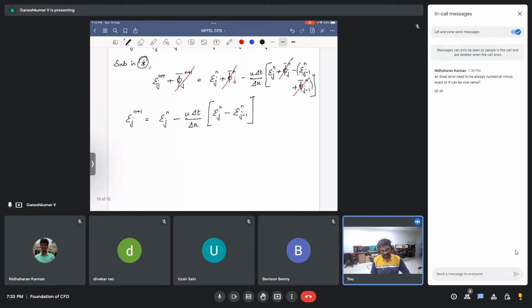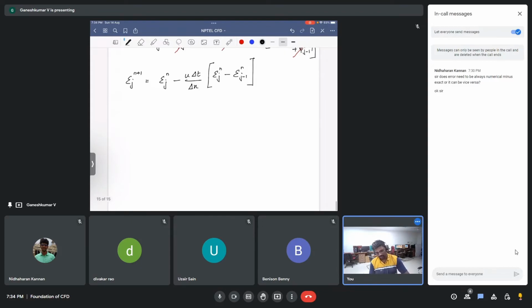Basically this exact solution is going to satisfy the star equation, so that's why we cancelled out the term, right? So now we have this error equation. Now we need to understand whether the error grows or not.